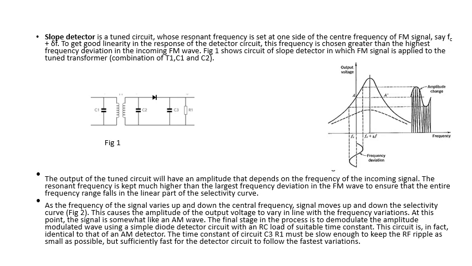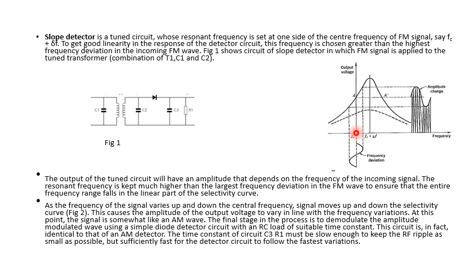Now, we know that when the incoming frequency is increasing, we can see from the figure, suppose the incoming frequency is highest, then according to this curve, we can see that when the frequency of the incoming wave is highest, then the corresponding output voltage is also at the maximum point. Or we can say that the amplitude of the FM signal or the output signal will be highest.